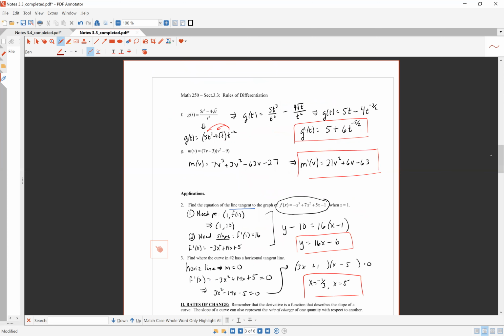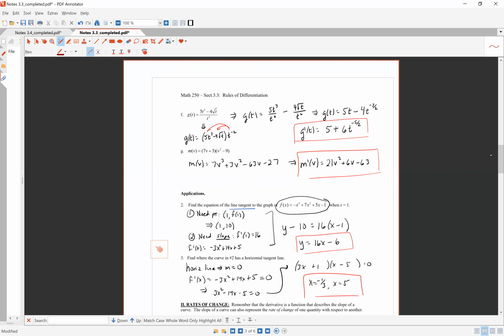Okay, so let's look at f and g. The first one, g of t is 5t cubed minus 4 square root of t over t squared. So we're actually going to learn a rule called the quotient rule, where we wouldn't have to simplify. I still would simplify. I think this quotient rule is actually harder than what you see right here. We're just reducing the fraction, so we have this function, 5t cubed minus 4 square root of t over t squared.